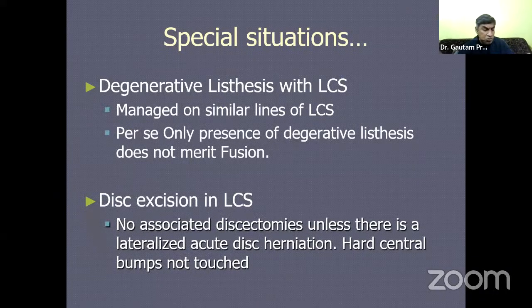Now, special situations: degenerative listhesis with LCS. If the listhesis is just grade 1 and there is no instability on dynamic X-ray, plus we are not intending to remove any disc, these patients can be managed as we manage simple lumbar canal stenosis. But if there is an accompanying disc which needs removal, or there is documented instability, then the same degenerative listhesis will qualify for decompression with fixation.